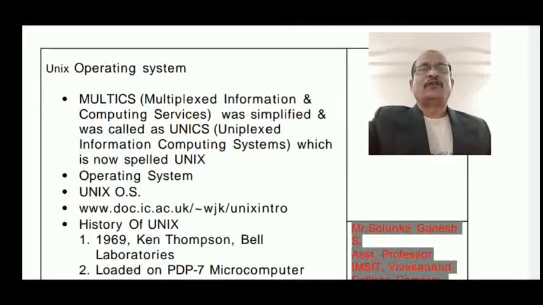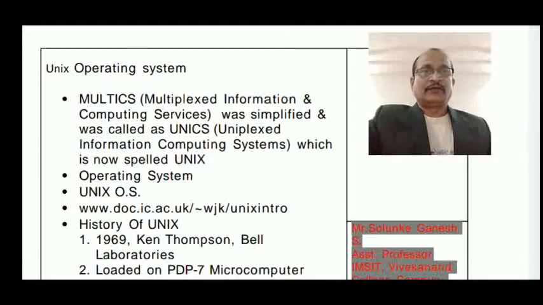Multics. The full form of Multics is Multiplexed Information and Computing Services. It was simplified and was called UNICS. The full form of UNICS is Uniplexed Information Computing Systems, which is now spelled as UNIX, Unix, and that is the Unix operating system.